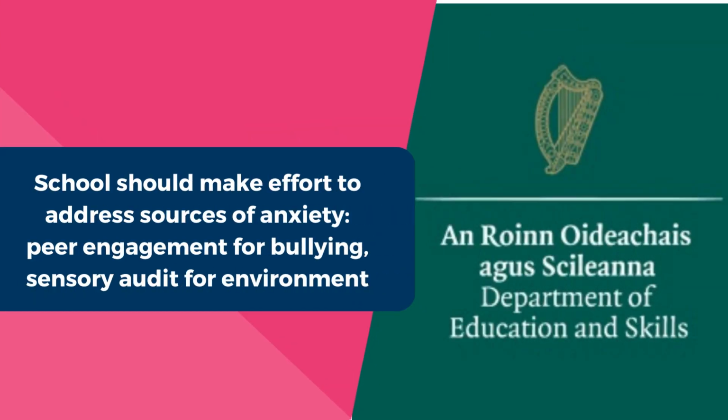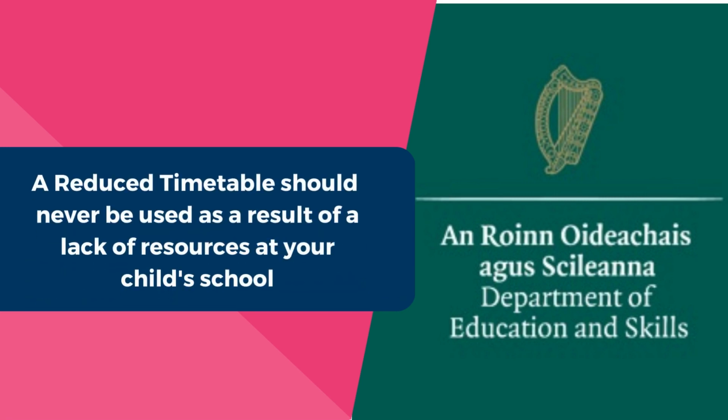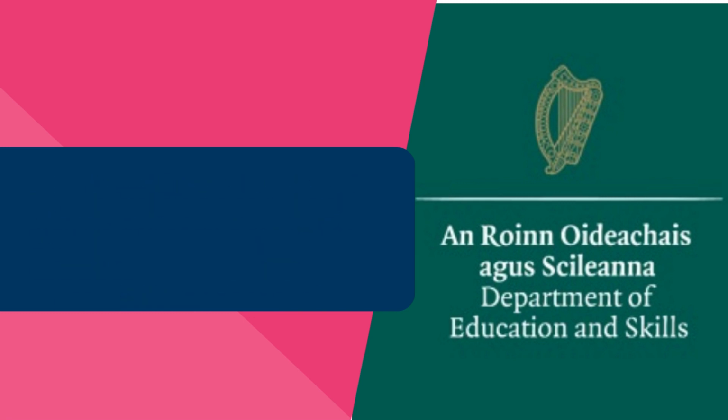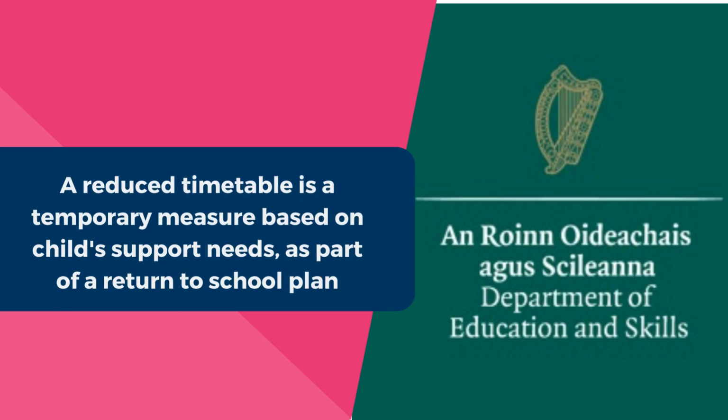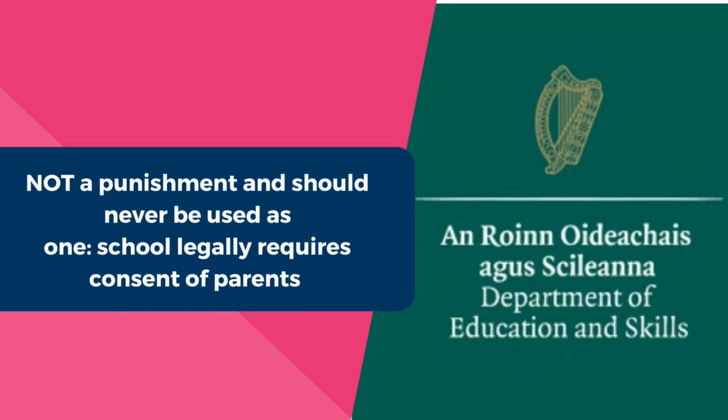Before considering a reduced timetable, the school should make every effort to address sources of anxiety for the child. This could include peer engagement for bullying or a sensory audit to detect sources of sensory overload. A reduced timetable should never be used as a result of lack of resources at your child's school. It is a temporary measure based on a child's support needs and part of a return to school plan. Reduced timetables are not a punishment and should never be used as such. The school legally requires the consent of the parents before proceeding with a reduced timetable.